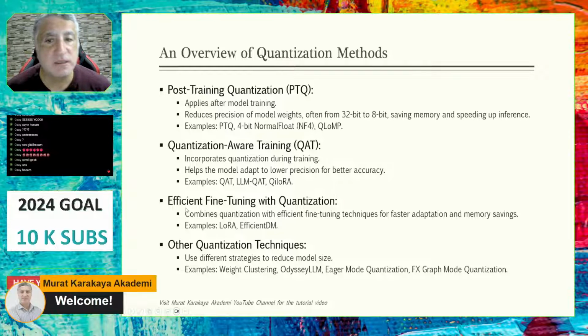The third one is efficient fine-tuning with quantization. As the name implies, when you need to fine-tune a very large language model, you can use quantization along with the fine-tuning, which can save a lot of memory. The famous ones are LoRA and QLoRA, and you can find these libraries on GitHub. And there are other quantization methods as well.